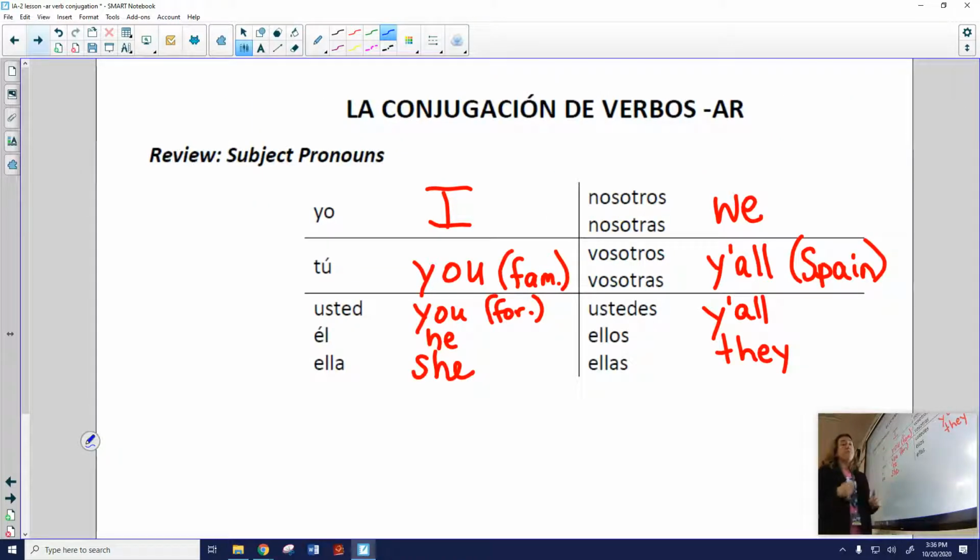Tenemos que repasar. Before we talk about conjugating verbs, we have to talk about pronouns. Pronouns, remember, replace a noun, the subject of the sentence, subject pronouns. Yo is I, and tú is you, él and ella, he and she. Usted is you, more formally. Nosotros, nosotras, both mean we. Ustedes is y'all the southern way. Vosotros is y'all but just in Spain. Ellos and ellas both mean they.